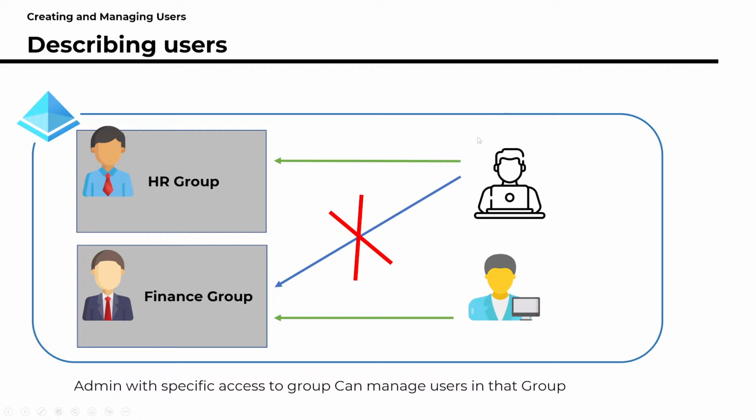So let's assume that the first administrator has access only to the HR group, and the second administrator has access only to the finance group. If the request comes up from the finance group, let's assume there are a set of users in the finance group, let's say we have 10 users. So this particular administrator is responsible only for the finance group, and only for the 10 users in that particular group.